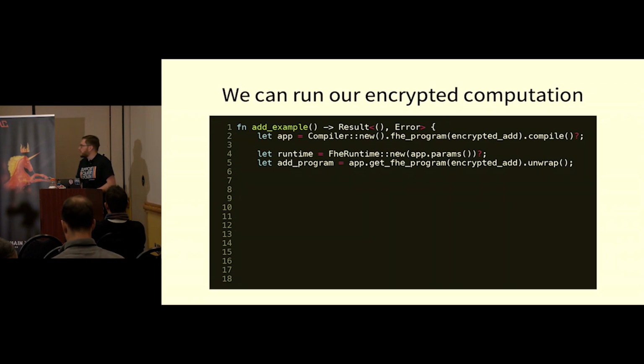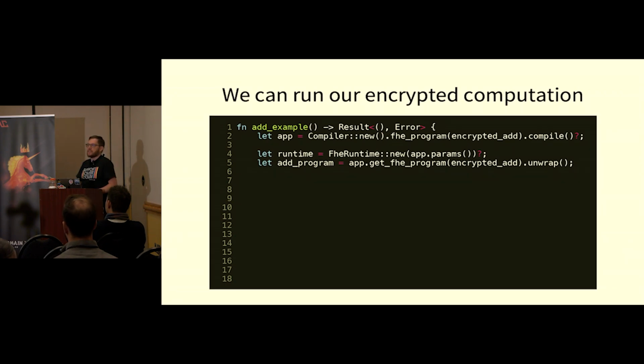Now, how would you actually run this thing? To run this, essentially you have an application, where you instantiate a version of the compiler with compiler.new, and then you tell it the FHE program you want to compile. encrypted_add was the name of the function that we had before, and then .compile is to actually do it. Additionally, we have this other kind of object called a runtime.